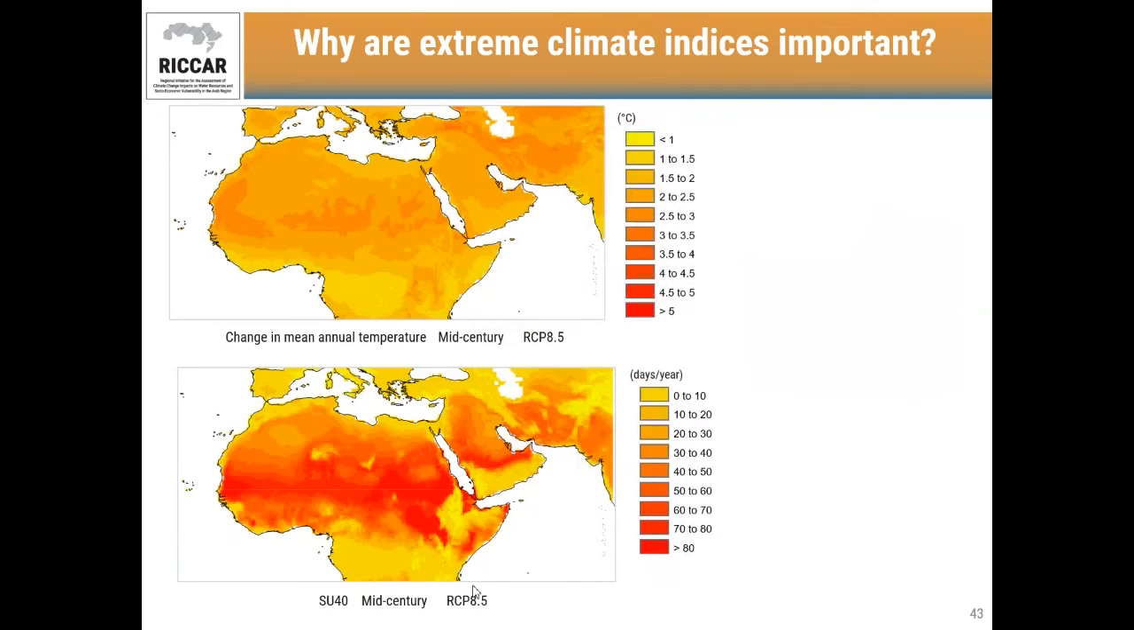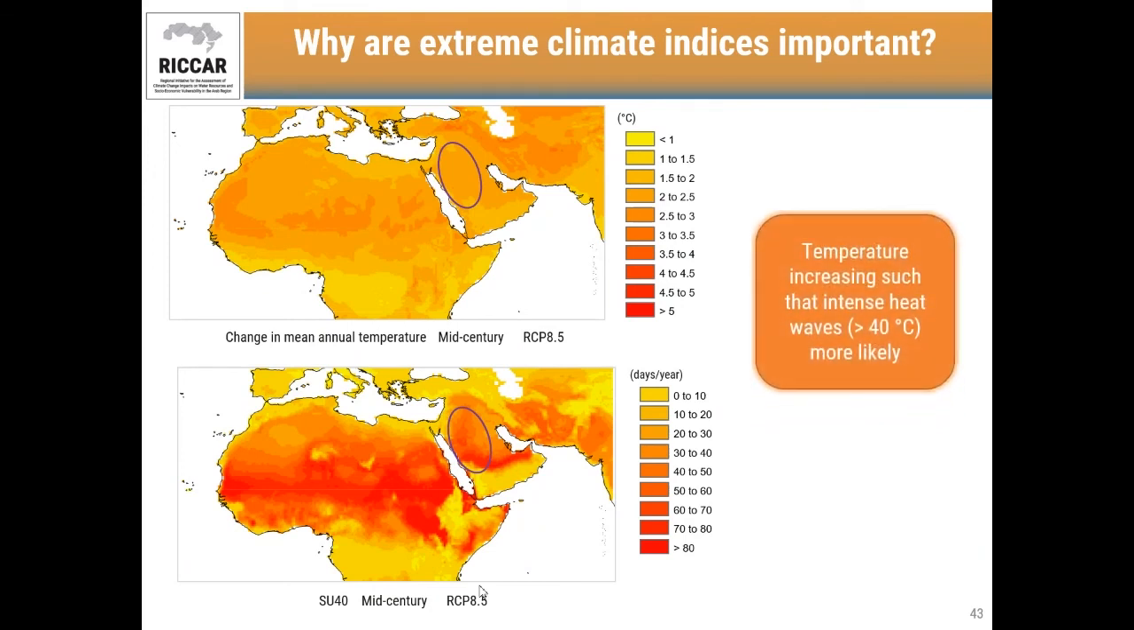Here's a look at temperature. The top graphic is the mean change in temperature for mid-century for RCP 8.5, as seen here, and we're looking at the central Arabian Peninsula, with a modest temperature increase in the range of about 1.5 to 2 degrees. But at the same time, if we look at that SU40 index, the number of days that exceed 40 degrees, we can see a dramatic increase. This raises concerns for heat waves and heat exhaustion. The number of days above 40 degrees is quite concerning for heat-related illnesses. So this is why we stress the importance of looking at temperature indices.